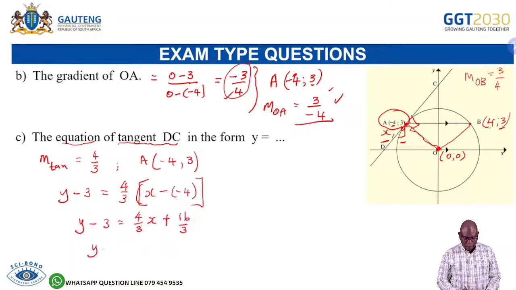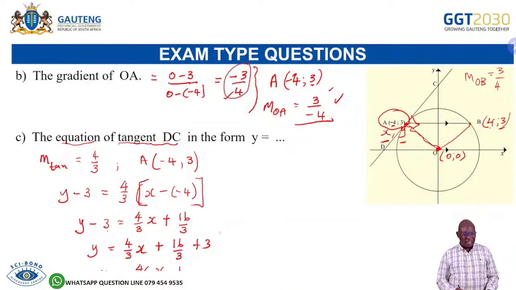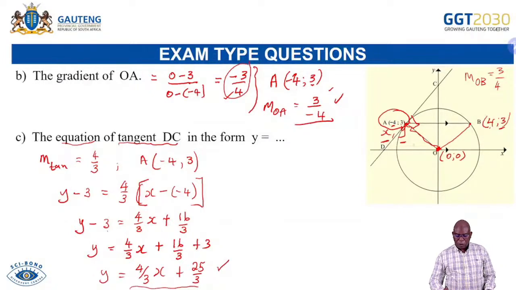Then I bring over the 3, so I'll have 4 over 3 x plus 16 over 3 plus 3 from this side. So the equation will be y equals 4 over 3 x. 3 times 3 is 9. 9 and 16 will be 25. And that will be over 3. So that is the equation of a tangent. So which means, to check if I'm right, this line here has got a positive gradient. So that gradient for me is a positive gradient. So that should be fine. The y-intercept is a positive value, 25 over 3.